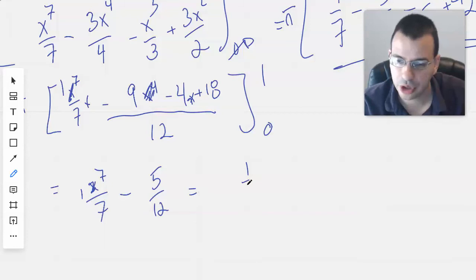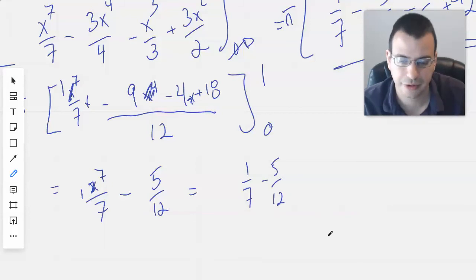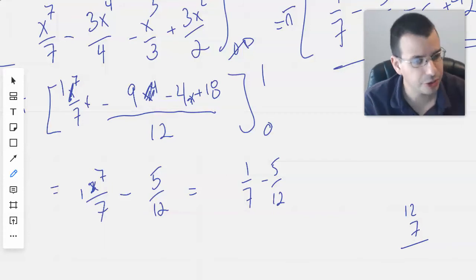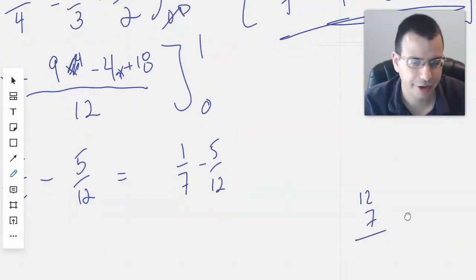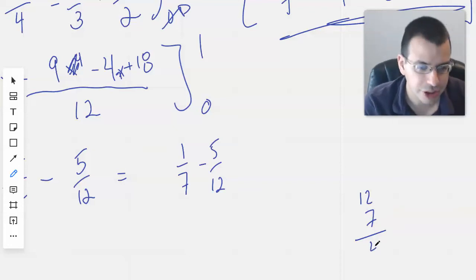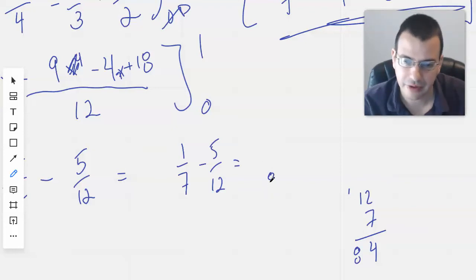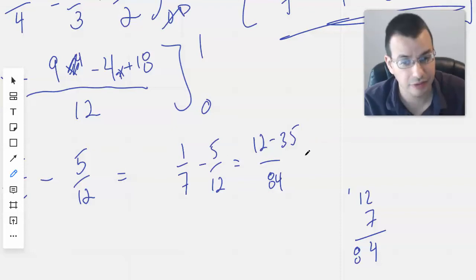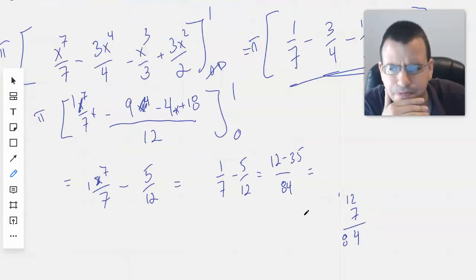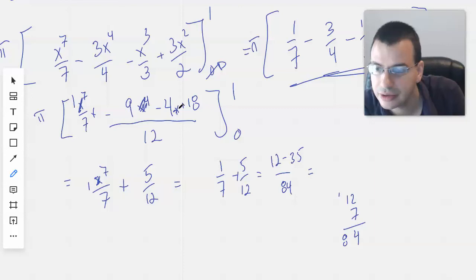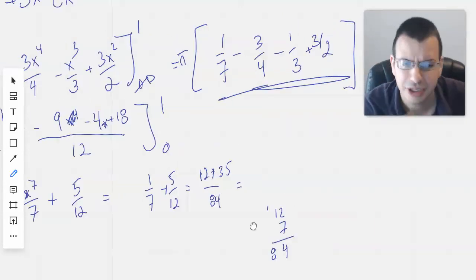We have 1/7 minus 5/12. And 7 times 12 is, no, 7 is prime, so there's no greatest common denominator. Well, I guess it's 7, or 1. 14, 7 times 1 is 7, 84, okay? So we have 84, and then we're going to have 12 minus 5 times 7 minus 35, which is a lot, which makes me suspicious here. Plus. Okay. We shouldn't have a negative volume.